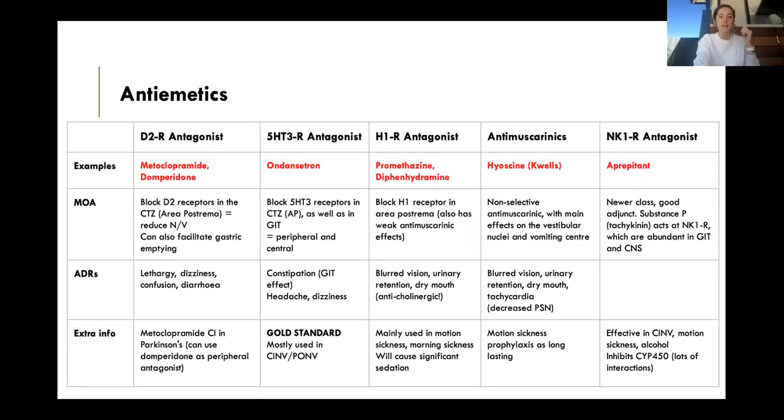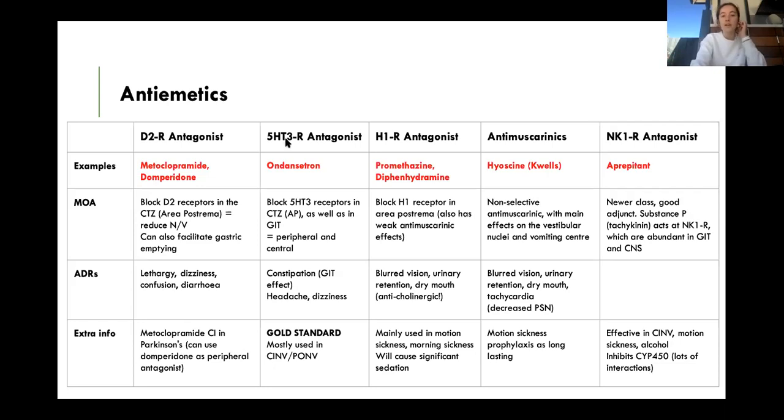Cool. So your antiemetics. As Izzy already said, metoclopramide and domperidone are your dopamine 2 receptor antagonists, which are also used in constipation. So they block these D2 receptors in the chemoreceptor trigger zone to reduce nausea and vomiting. And they can also be used to facilitate gastric emptying. They can cause lethargy, dizziness, confusion, diarrhea. But metoclopramide is contraindicated in Parkinson's because they've already got a dopamine deficiency. So that's just kind of a buzzwordy thing.